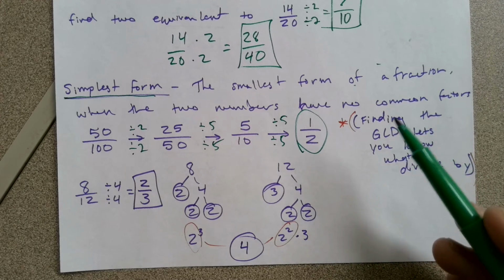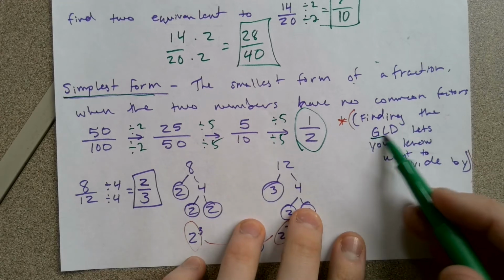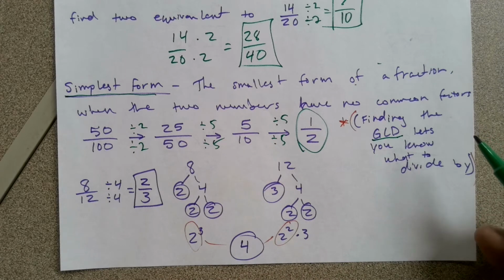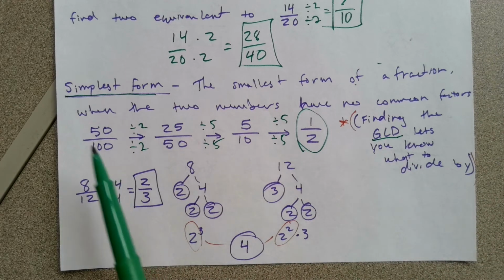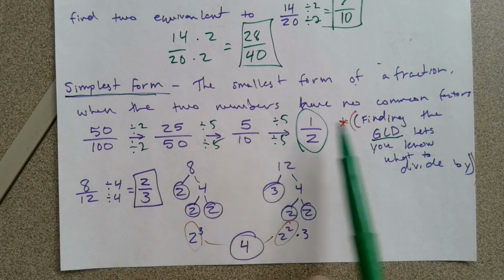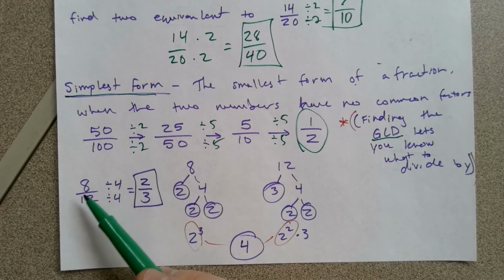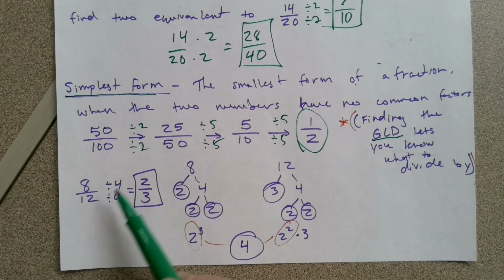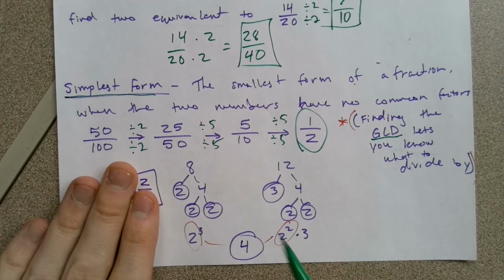What we're really doing here is we're finding the greatest common divisor. It lets you know what to divide by. If you find the greatest common divisor, you can do this in one step. I will show you how that's done right here. We have the example 8/12. I already got the answer over here for you. I wanted you to have an example.